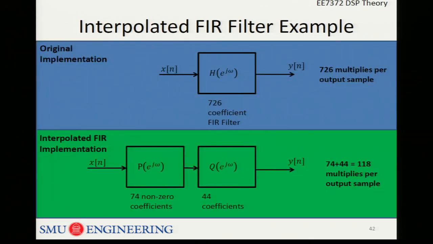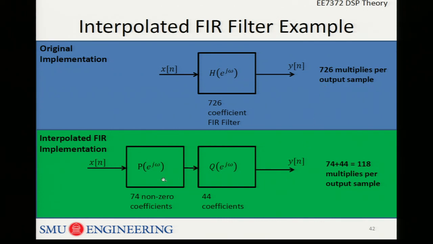So let's summarize. Our original implementation, I put a blue background on it. X of n comes in, Y of n comes out, a 726 coefficient FIR filter. So 726 multiplies because we're doing this with a difference equation. And that's what made us think, goodness, is there a better way?